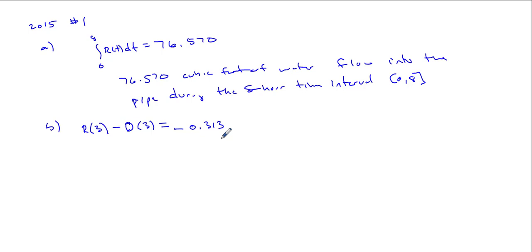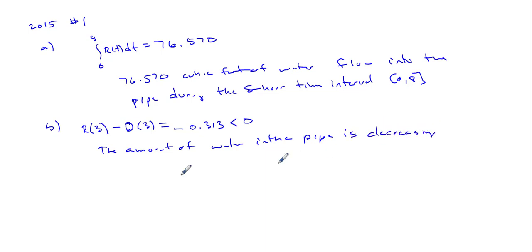Now, does the negativity of this answer matter? Definitely. So let's state the obvious, which is less than 0. Okay. And our concluding statement: the amount of water in the pipe is decreasing at time t equal 3.